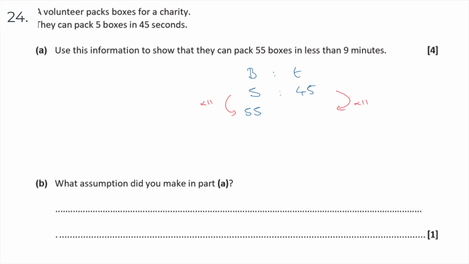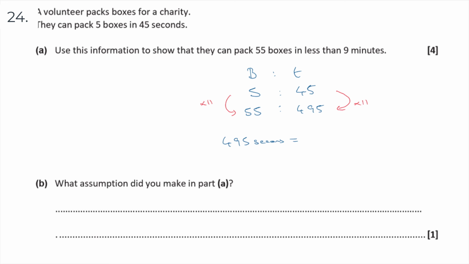Well, 10 45s would be 450, plus another 45 would be 495, then, isn't it? Okay, so it's going to be 495 seconds. So what's 495 seconds in minutes? So 495 seconds equals how many minutes then?